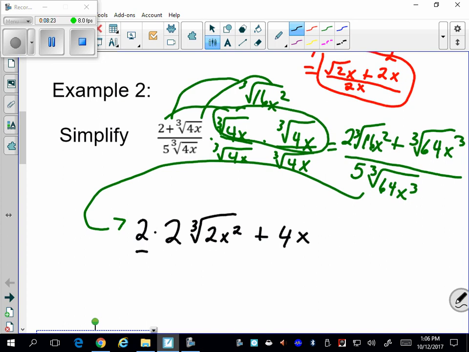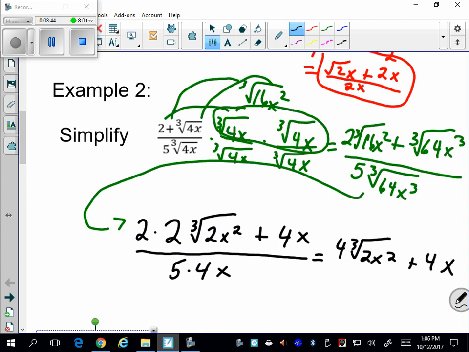In the denominator, you have 5 as the coefficient. Oh, it's still there. And cube root of 64 is 4. Cube root of x to the third is x. Simplify this down a little bit. First term is 4 cube root of 2x squared plus 4x all over 20x.